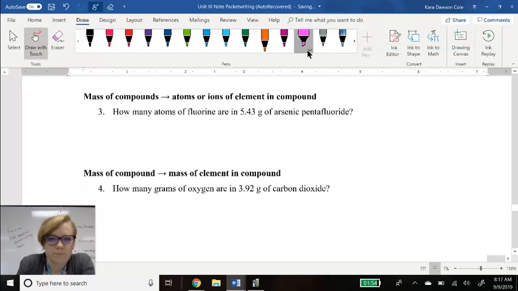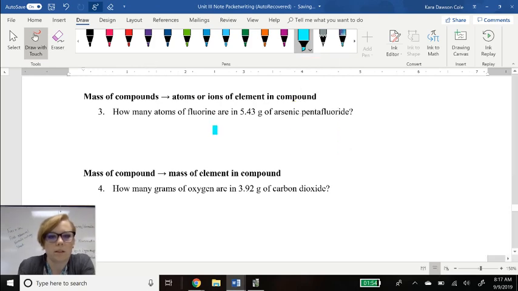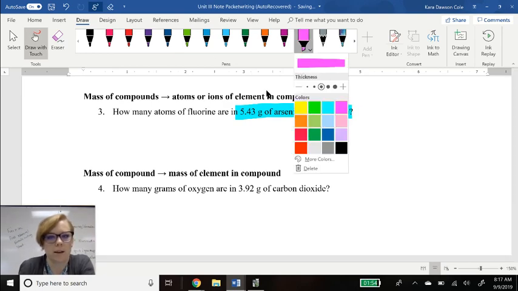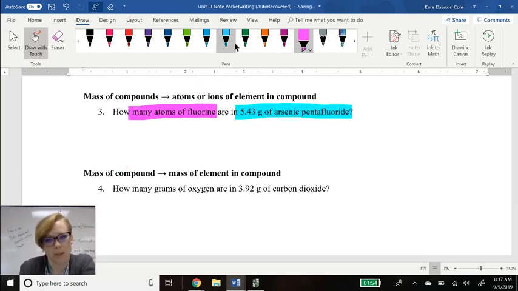I've been given: how many atoms of fluorine are in 5.43 grams of arsenic pentafluoride? Arsenic pentafluoride is my given. How many atoms of fluorine, so the number of fluorine atoms in that mass of arsenic pentafluoride. So I'm looking for atoms of fluorine here. Again, this is my given, this is my unknown.